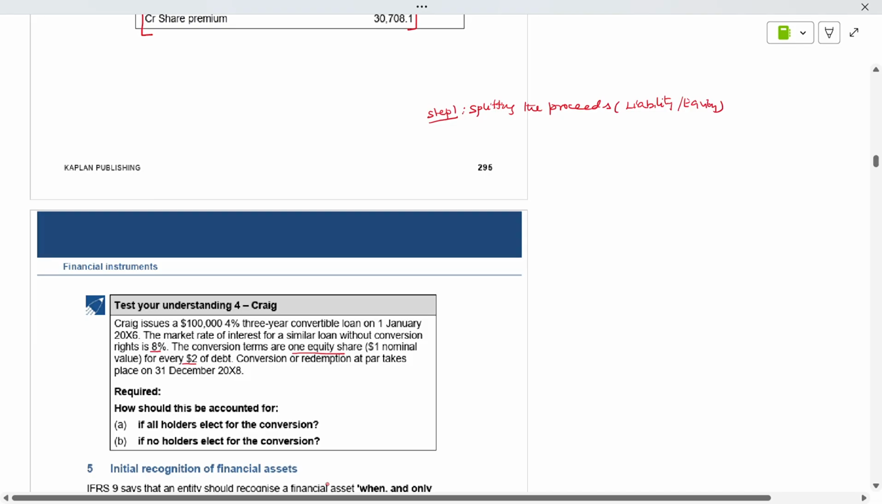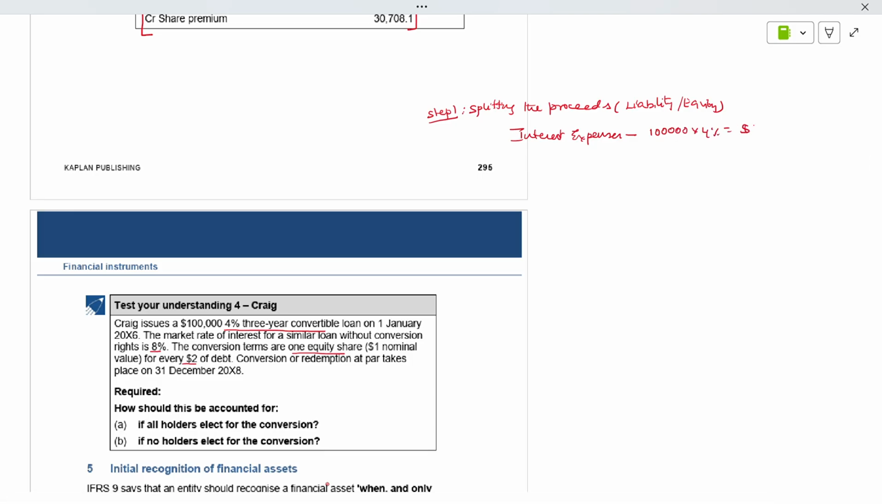Now, how much is the interest they are going to pay? They are going to pay interest of 4%. What are they issuing? 100,000, 4% 3-year convertible. How much is the interest? Interest expense will be 100,000 times 4%. It comes to 4,000. Are you clear about this?